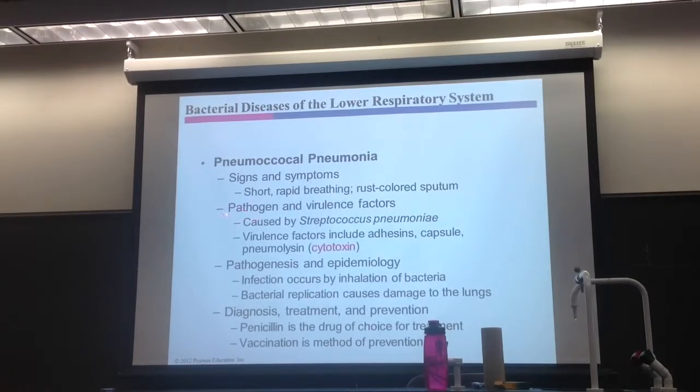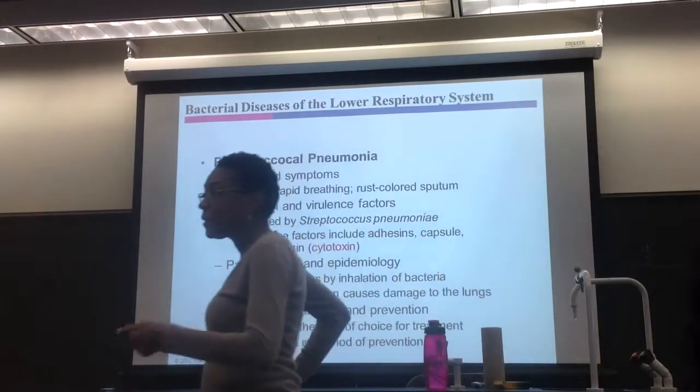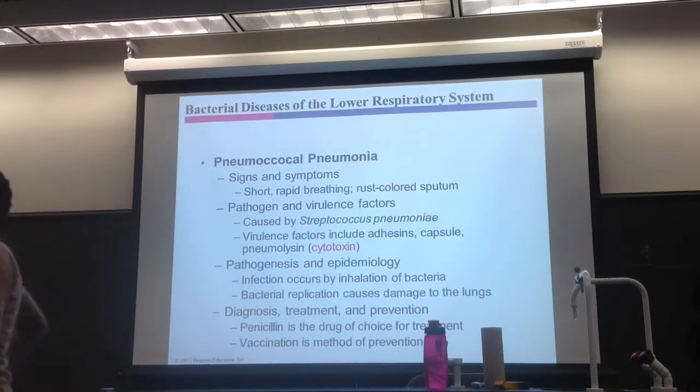I told you about this guy, caused by Streptococcus pneumoniae. It has some virulence factors, like adhesins, okay, and a capsule. It really has a capsule, which means it hides from your immune system. It also has a toxin called pneumolysin. It's basically a cytotoxin. Basically, it kills cells.